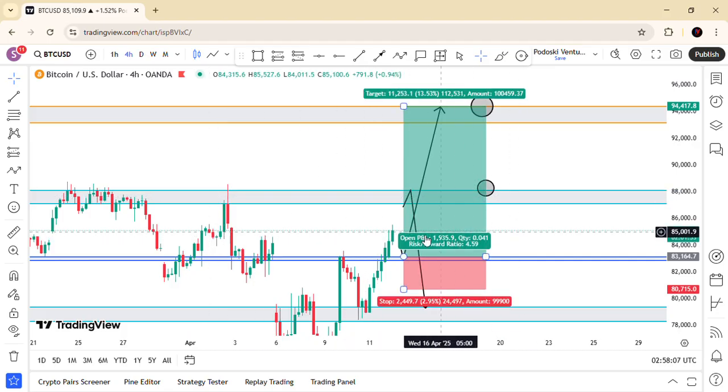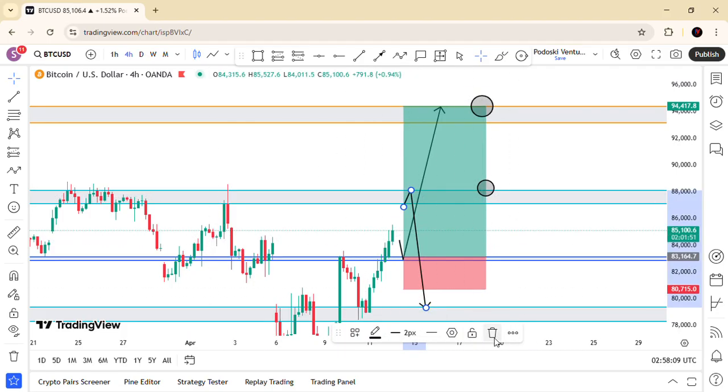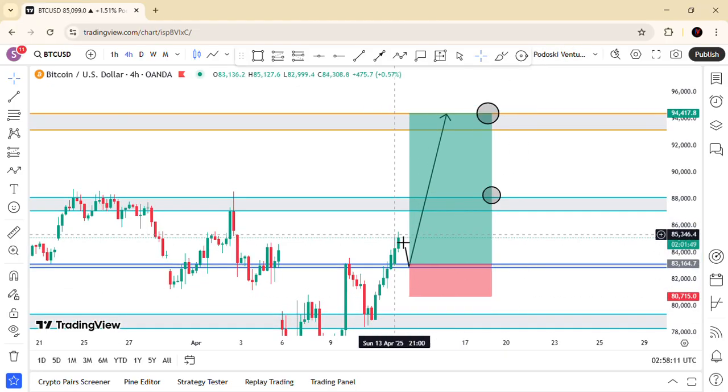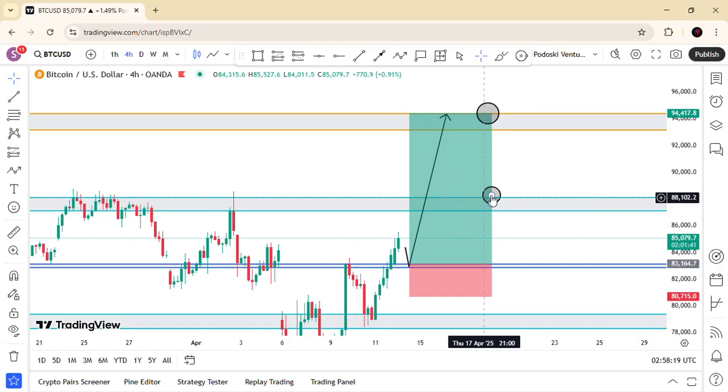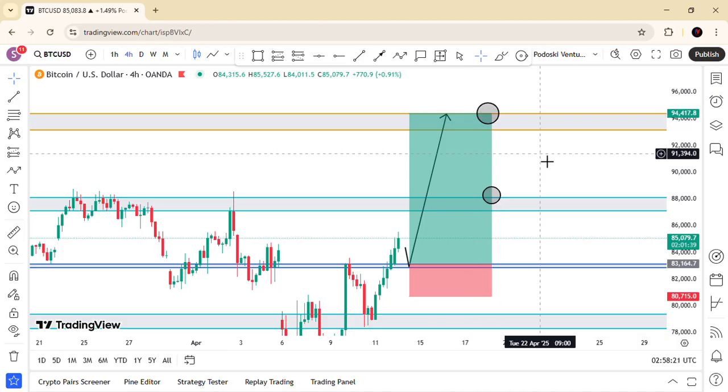So this will be the setup on BTC USD. We wait for price to come back for a retest, give us a candle confirmation, then we buy all the way to the upside. Our first target will be here and our second target will be at the weekly resistance zone. So yeah, that'll be all for today's pre-market analysis.